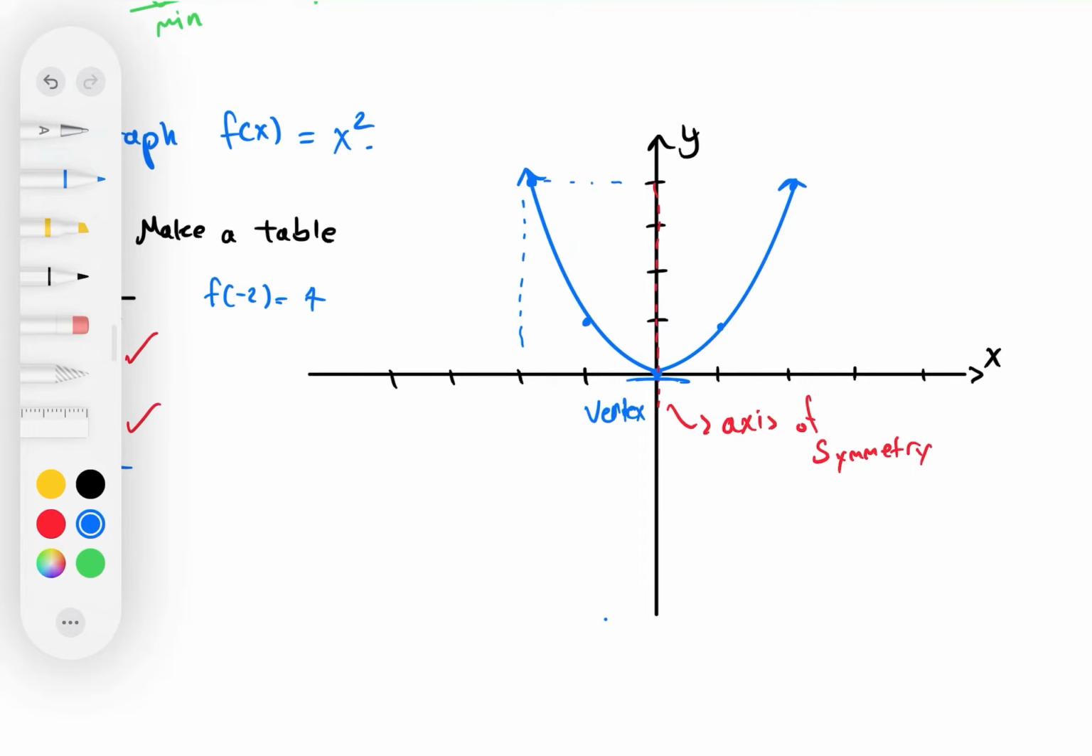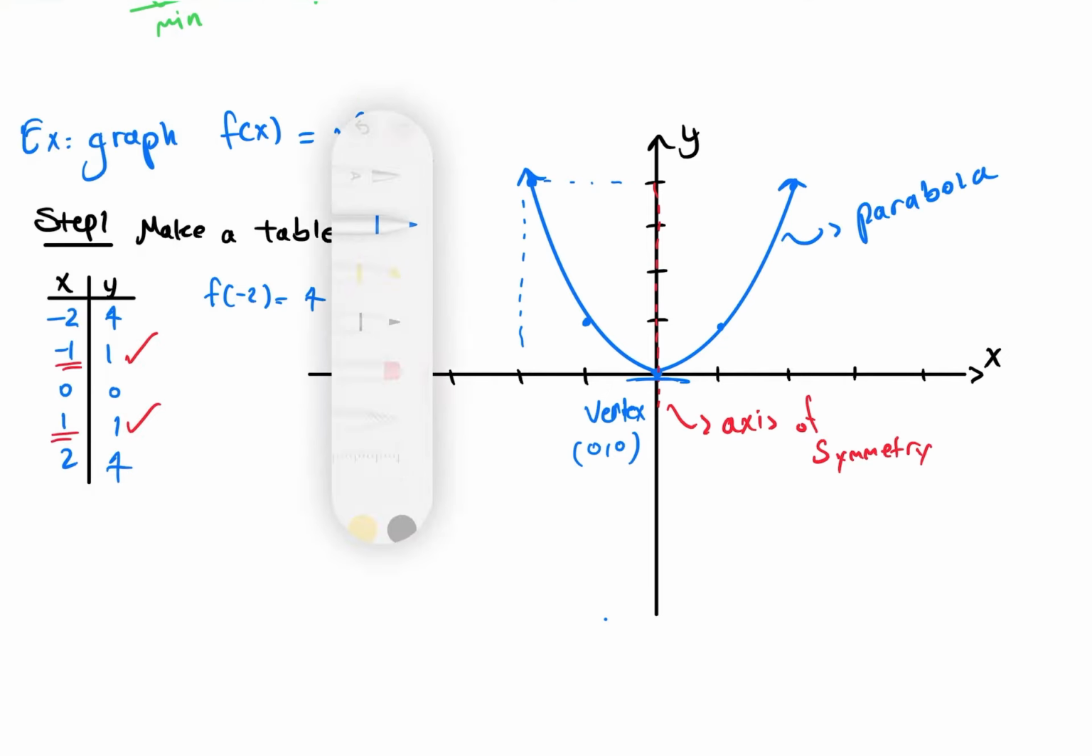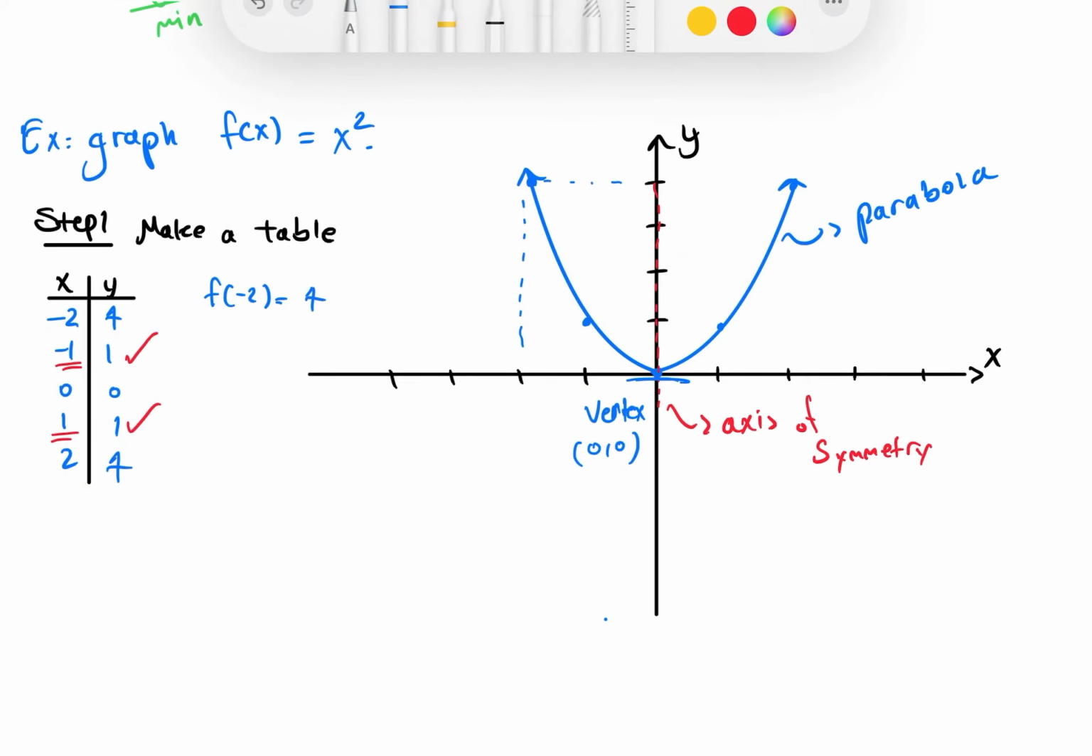And guess what the vertex is? It's the part of the graph that touches the bottom, touching the x-axis right here, which is 0 and 0. Now this shape right here is known as a parabola. And as you saw, graphing it was not that difficult. Now, how do you go about graphing when you're talking about more complex problems? It's all the same thing.